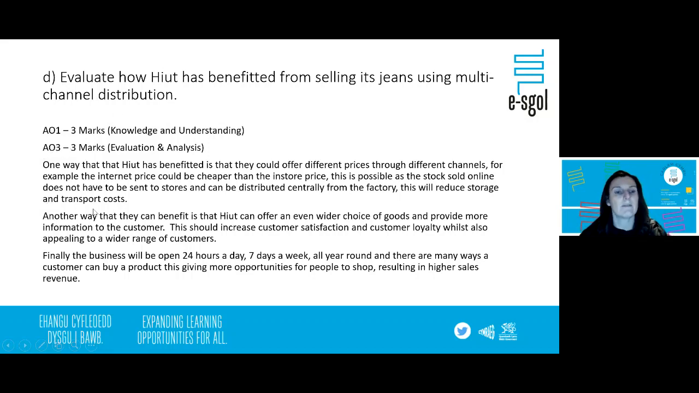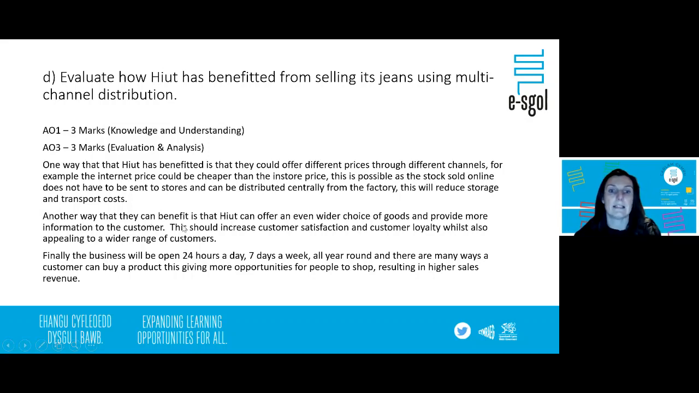So the way in which I've answered that is I've looked at how multi-channel distribution can benefit. So one way that Hyatt can benefit is that they could offer different prices through different channels. For example, the internet price could be cheaper than the in-store price. This is possible as stock sold online does not have to be sent to stores and can be distributed centrally from the factory. This will reduce storage and transport costs. So I'm expanding on that.